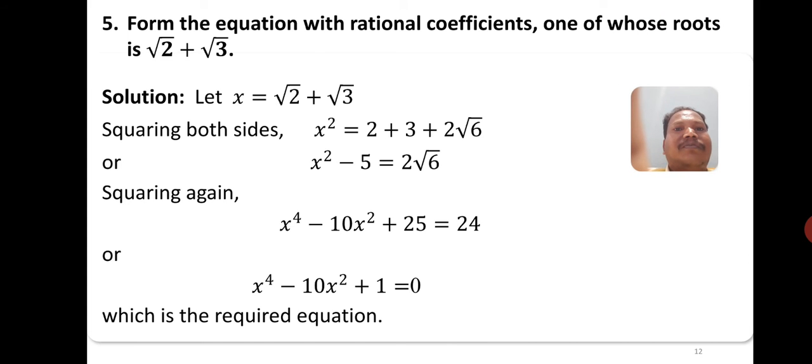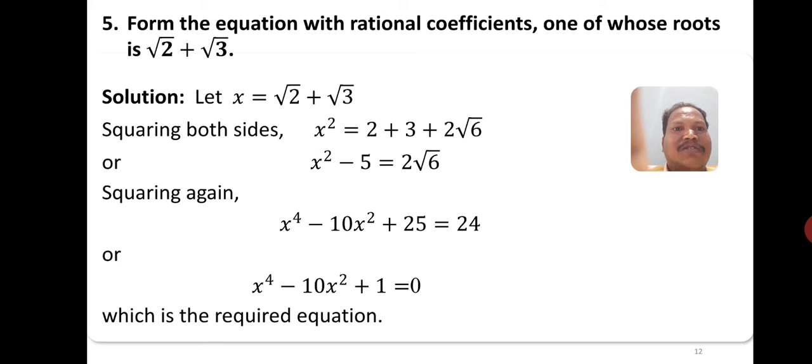One more. Form the equation with rational coefficients, one of whose roots is root 2 plus root 3. Let x equals root 2 plus root 3. On squaring both sides, we get x square equals 2 plus 3 plus 2 into root 6.